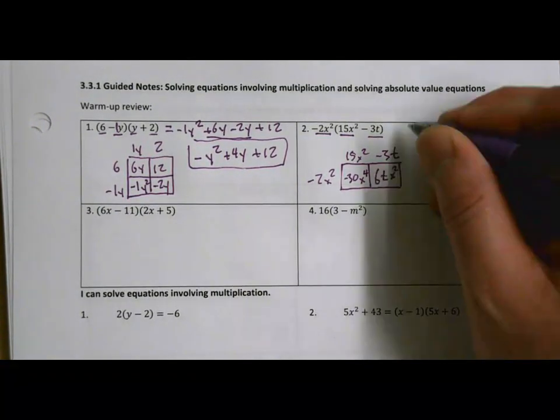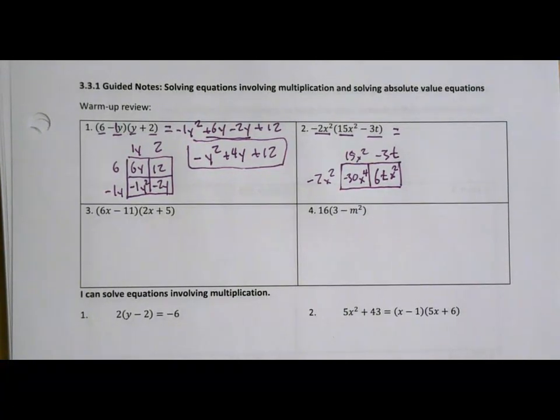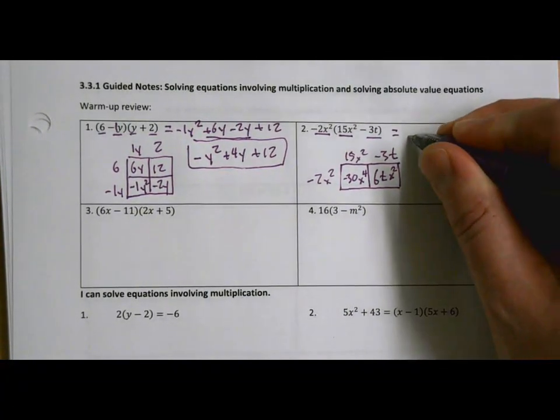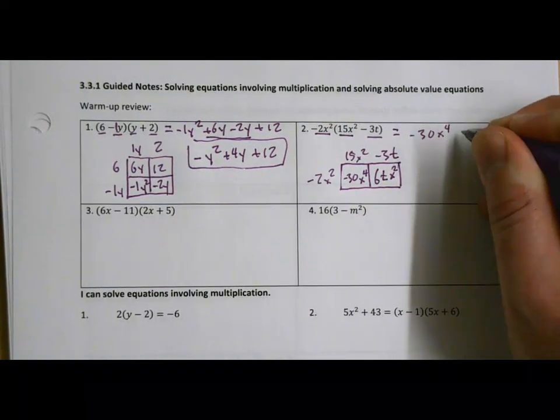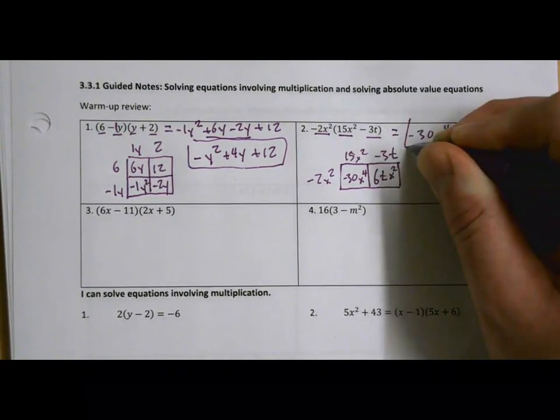Okay. So let's write down our answer. It's negative 30 x to the 4th. That's positive, so plus 6 t x squared.